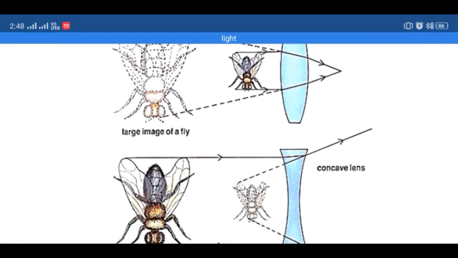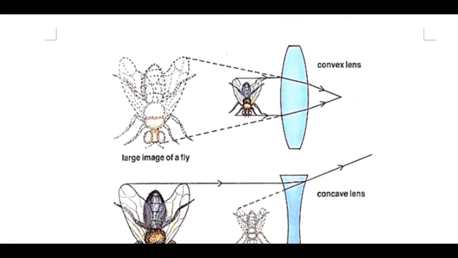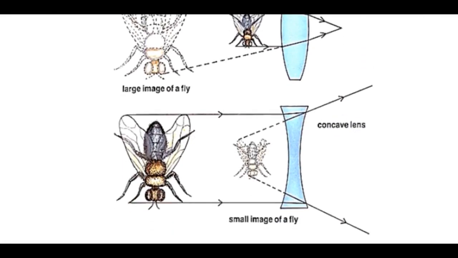Concave lenses are generally used as spy-hole lenses in doors. In most of the cities, they use these types of concave lenses in the door itself.